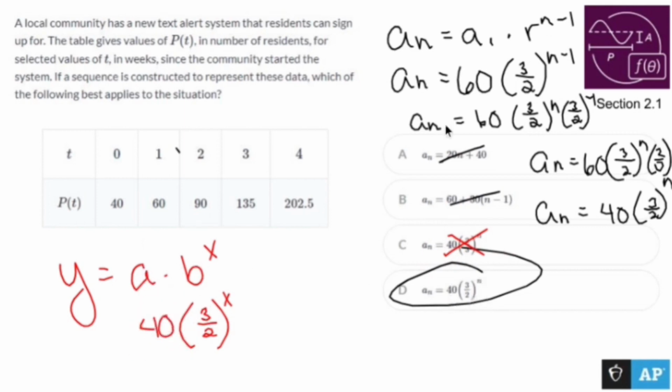Couldn't you have just done it that way? Yeah, we could. But when I saw the a sub n's, I thought maybe they want arithmetic or geometric sequence stuff, and I went with it. I was wrong, but it worked out in the end. Now you have two ways of doing the same exact problem.